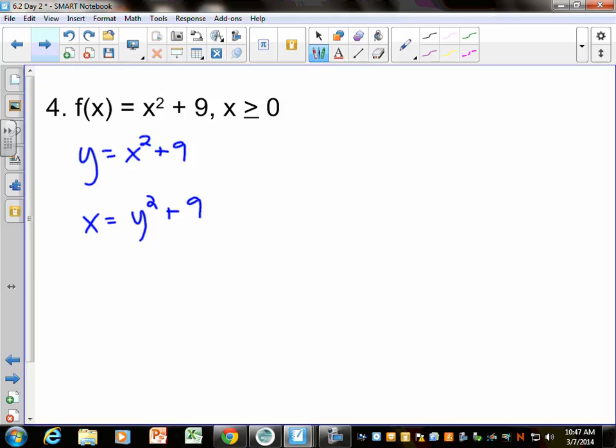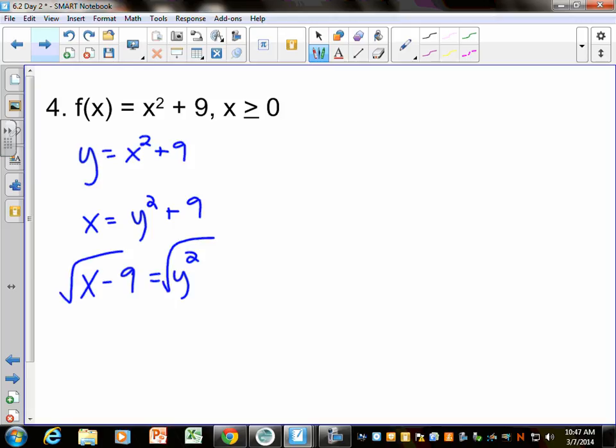And if we want to get y by itself, you're still going to undo its addition and subtraction. So you're going to get x minus 9 equals y squared. How are you going to get rid of that squared? Square root it. If you have a cube in your problem, you're going to cube root it, right? So you have to undo what's there.